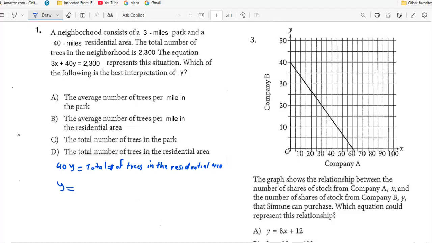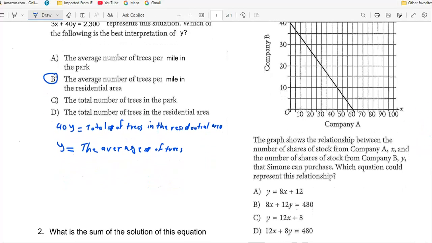So what is y? That will be the total number of the trees in the residential area divided by 40, which is the average. So y is the average, right? The average number of trees in the residential area, and that will be B, average number of the trees in the residential area.